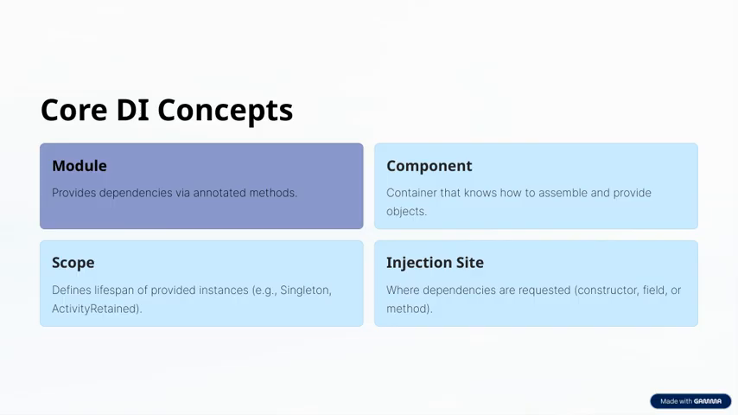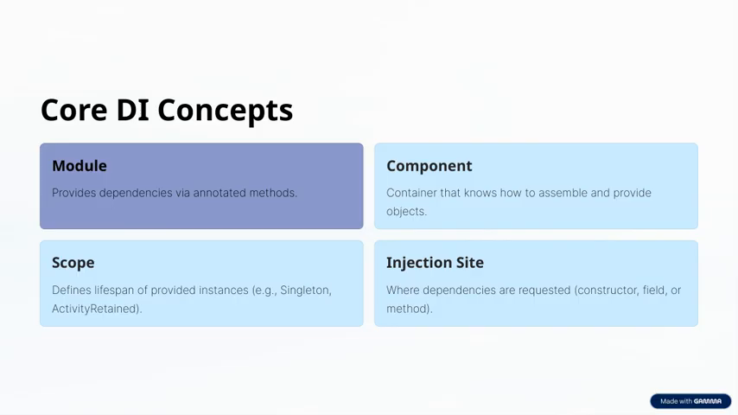Moving on, scope is a crucial concept because it defines how long our provided instances live. For example, a singleton scope means the same instance is reused throughout the app, while activity-retained scope keeps it alive across configuration changes. This helps us manage resources efficiently. Finally, the injection site is where our dependencies are actually requested. Whether it's in the constructor, a field, or a method, this is the point where dependencies are injected into our classes. Understanding these concepts helps us design a clean, maintainable dependency injection setup that supports the overall structure and lifecycle of our application.